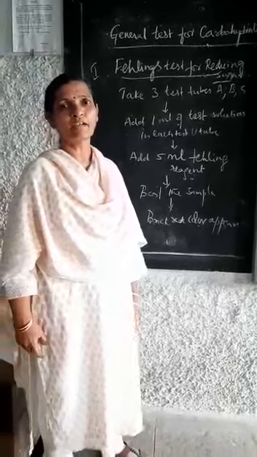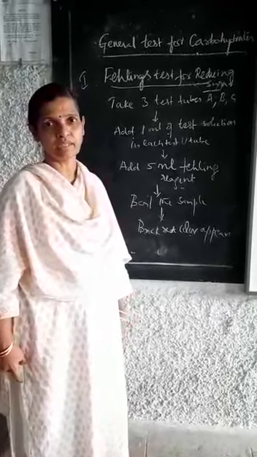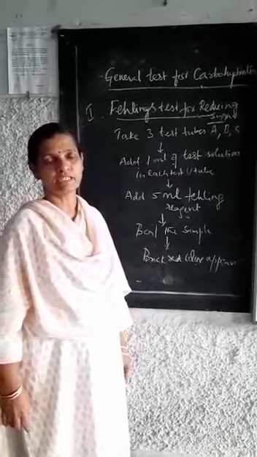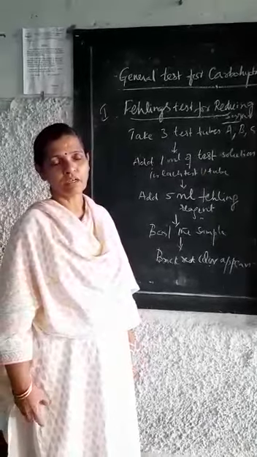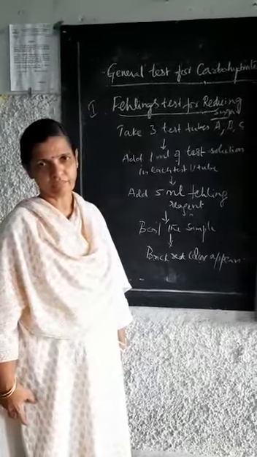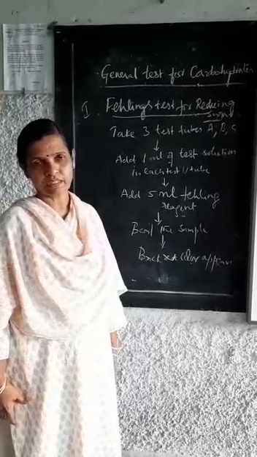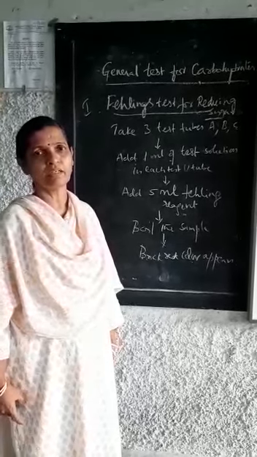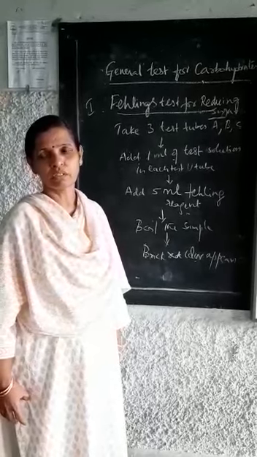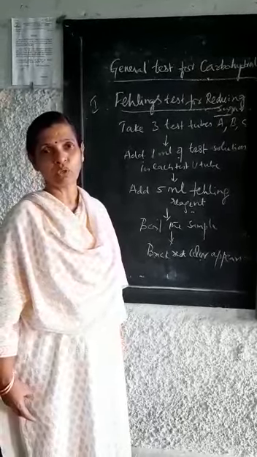Now we'll go for the next group of sugars and carbohydrates. We'll test it. And under this, we are going to test reducing sugar. Till now, in the last class, we have seen non-reducing sugars. Now we'll go for the reducing sugar. Reducing sugar, example, we'll test for glucose.